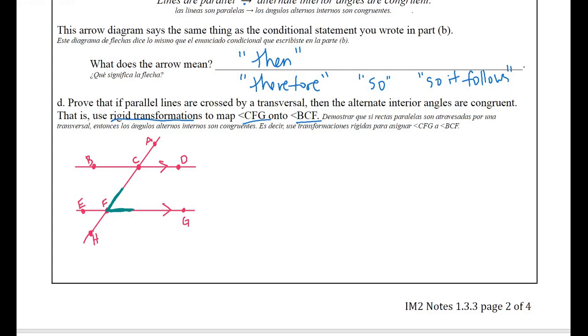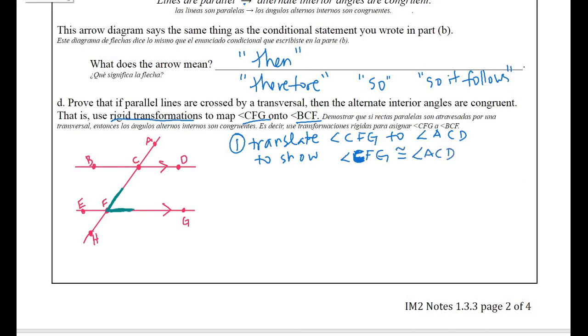So the very first thing I'm going to do is one, translate angle CFG to angle ACD to show that angle CFG is congruent to angle ACD, and they should be because they're corresponding angles. So here I have angle CFG, and I'm translating it right up to ACD, and they line up perfectly. Successful.